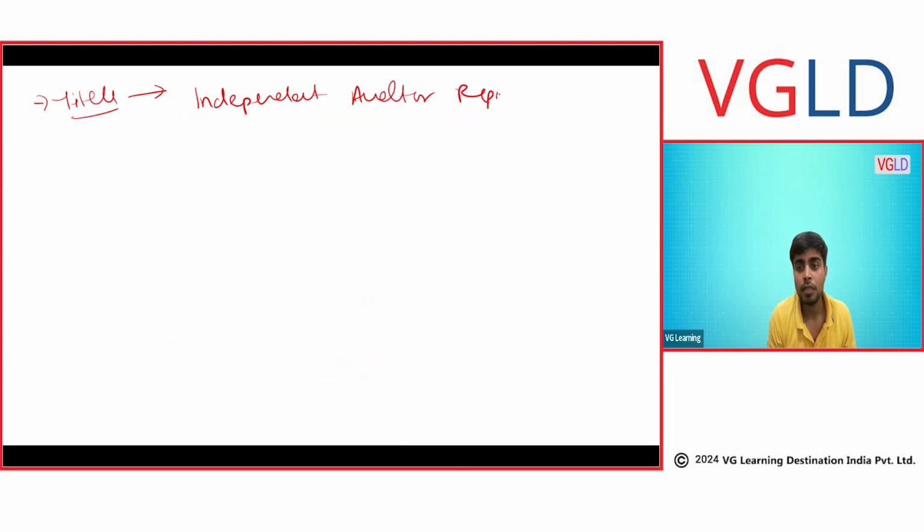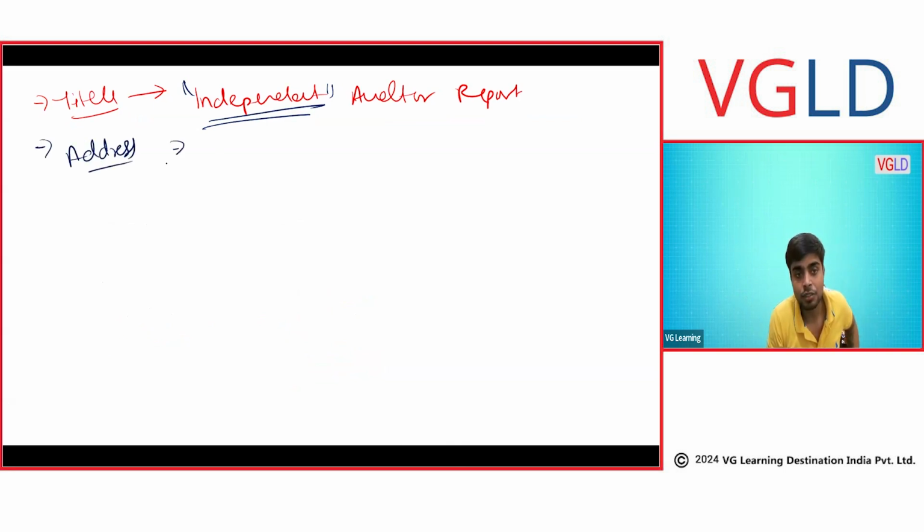First of all, there will be a title, and this title will indicate independent auditor's report. This is very, very important. The title should always show independent. Independent means that we are unbiased. We are a third party. We have no relation with the directors. So we will report things as is. We will not manipulate them. We are independent people.